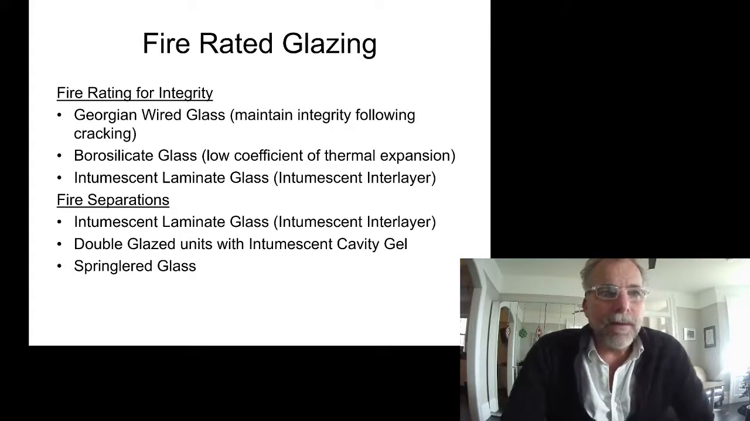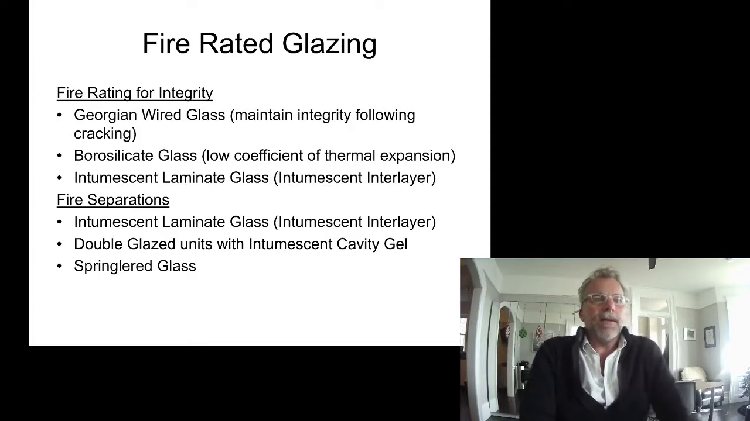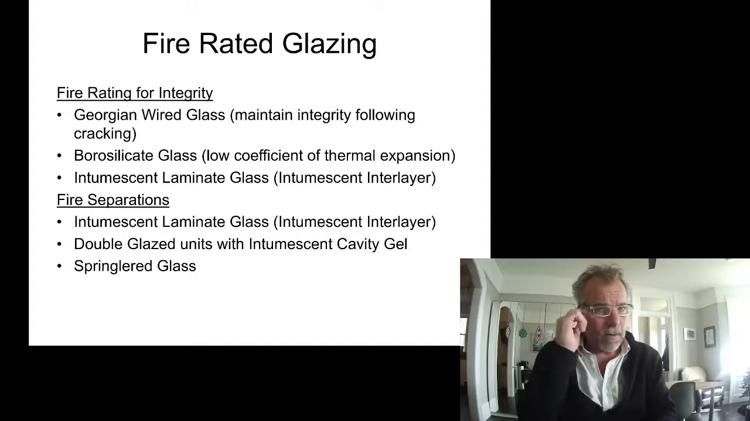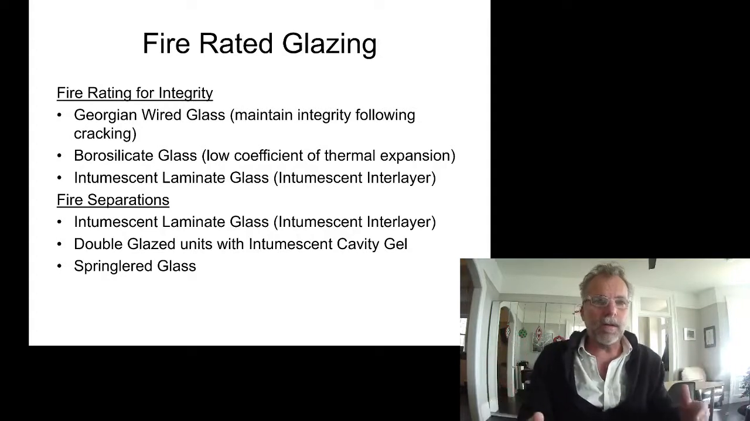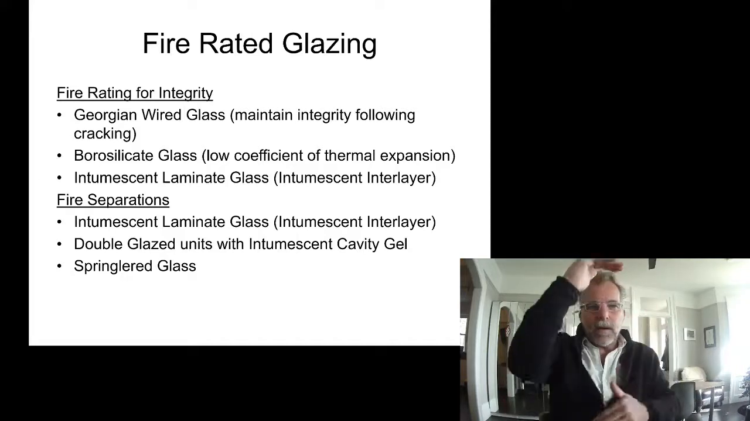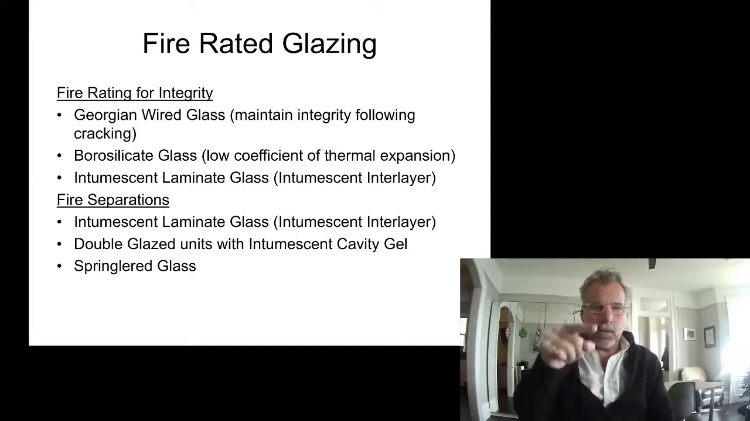So, fire rated glazing. What do we do when we want to use glass in a rated assembly? Well, we can use Georgian wired glass. This is probably in primary school, when you went to school as a kid, you found that certain interior doors would have tall, narrow windows with Georgian wired glass.